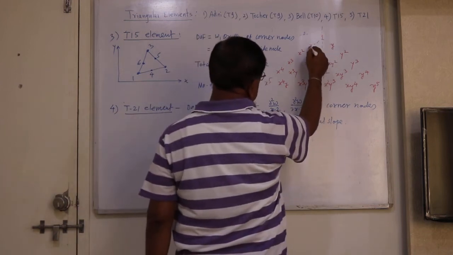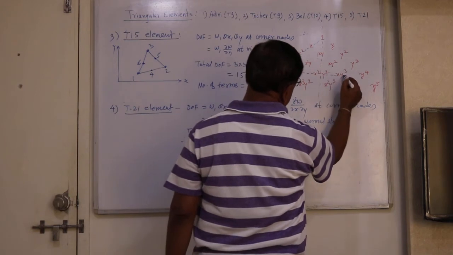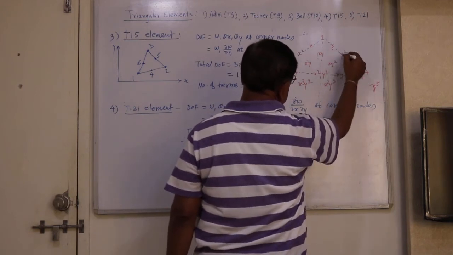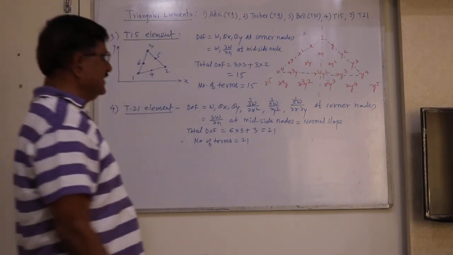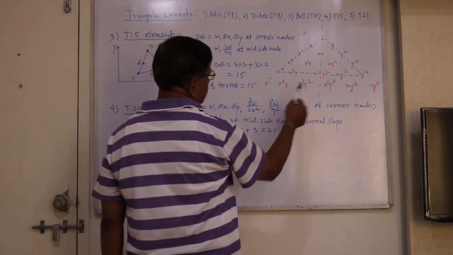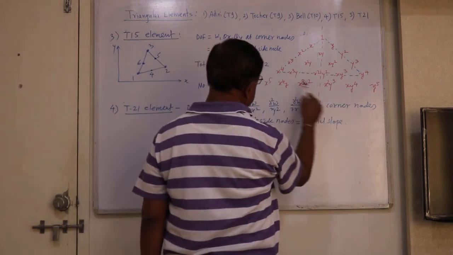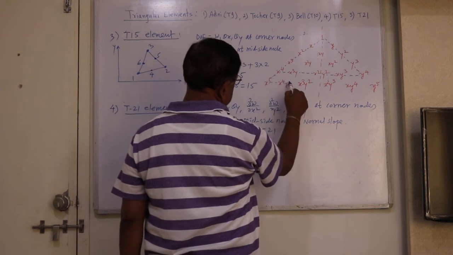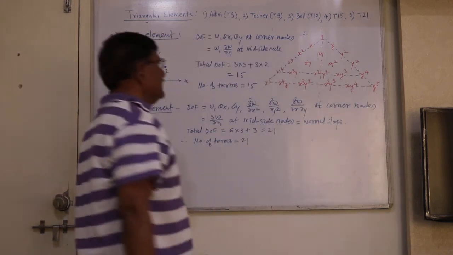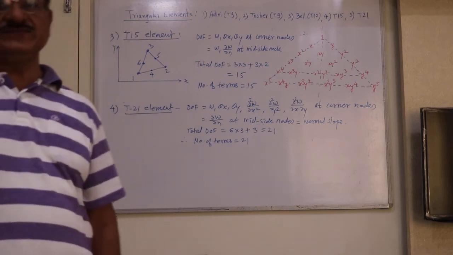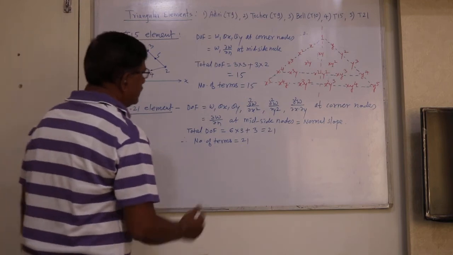Means the complete fourth order polynomial can be assumed for T15 element, and then further 15, 16, 17, 18, 19, 20, 21. And for this T21 element, we can assume complete fifth order polynomial.